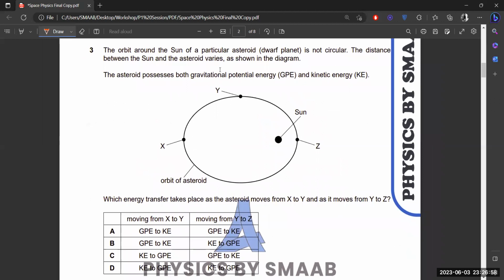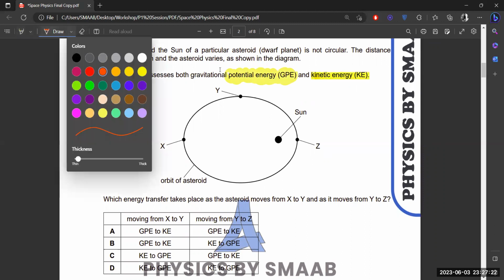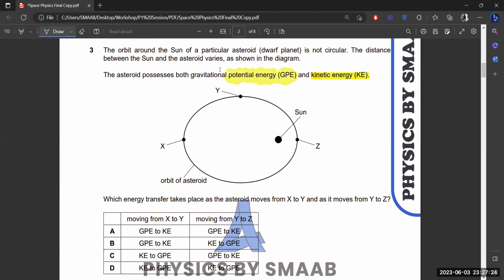Okay, question number 3, the orbit around the sun of a particular asteroid. Now again, the same diagram, the same concept. The distance between the sun and the asteroid varies as shown in the diagram. Now they are talking about a specific type of energy that we need to identify: where will the gravitational potential energy be greater, and where will the kinetic energy be greater or less. Or maybe they may ask something like that.